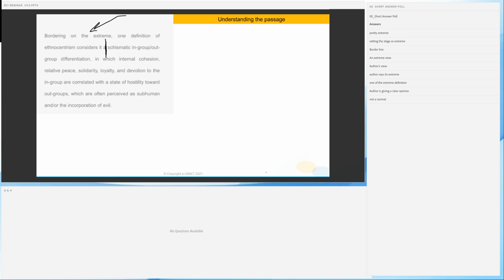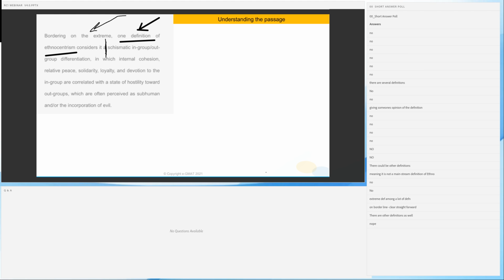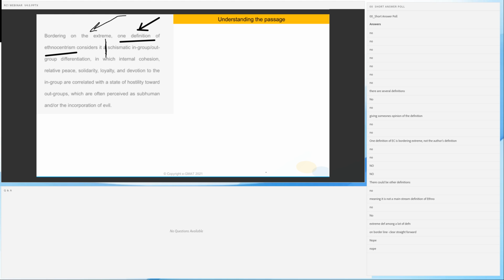All right. Let's look at the second piece. One definition of EC. What do you infer from this when the author tells you bordering on the extreme, one definition of EC? There are more definitions. It's one perspective. Is this the author's definition? No, it's not the author's definition. So the author is saying, here's an extreme definition, and this is one of the many definitions of EC.